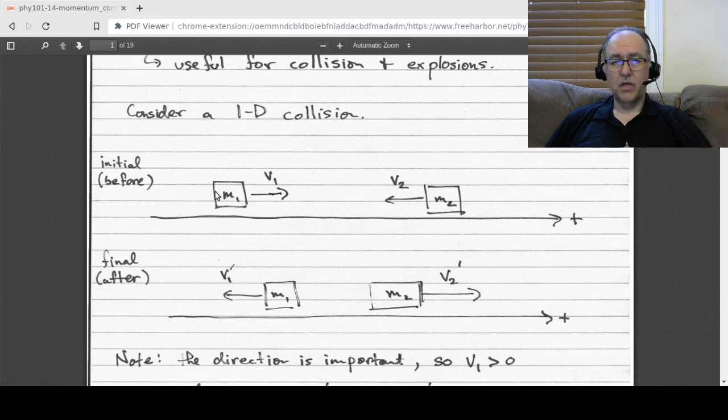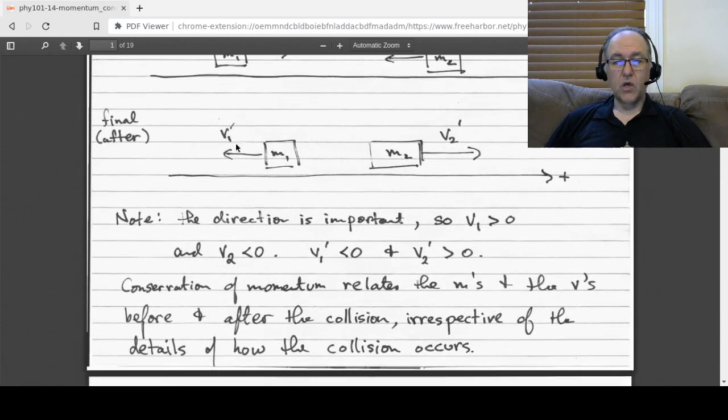All I'm telling you right now is that you've got some initial condition and some final condition, and somehow you went from this initial condition to the final condition. All right, so what does this conservation law do? It basically relates all the masses and all the velocities here, okay? And let's see how that happens, all right?